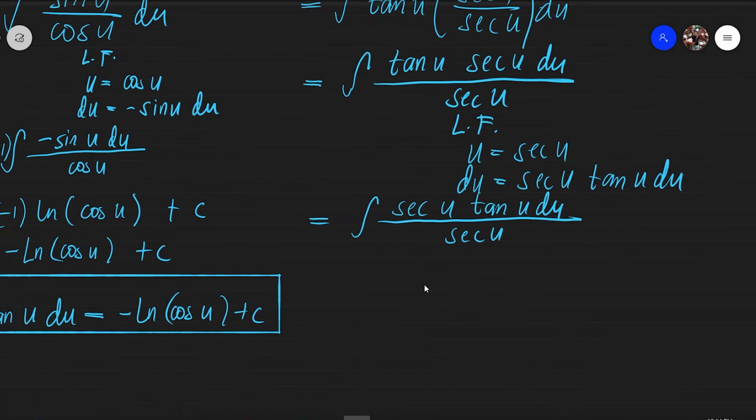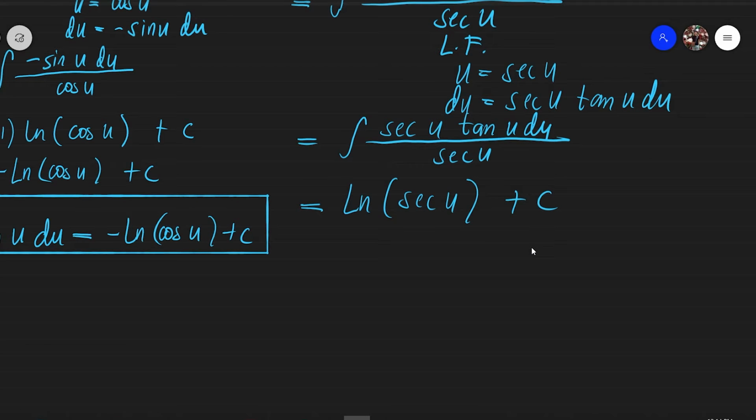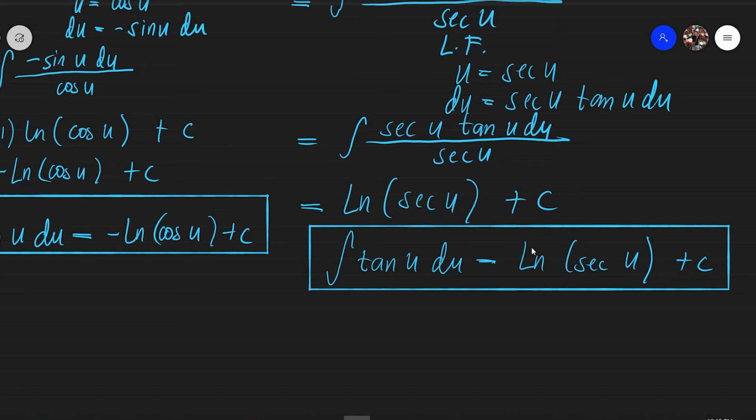Therefore, we do not need to introduce a correction factor. So we can now apply the right side of the logarithmic function formula. Applying that, this will be equal to ln of u, and your u is secant u, so this will be ln of secant u. Of course, you have to put the arbitrary constant plus c. So therefore, we can say that the integral of tangent u du is also equal to ln of secant u plus c.